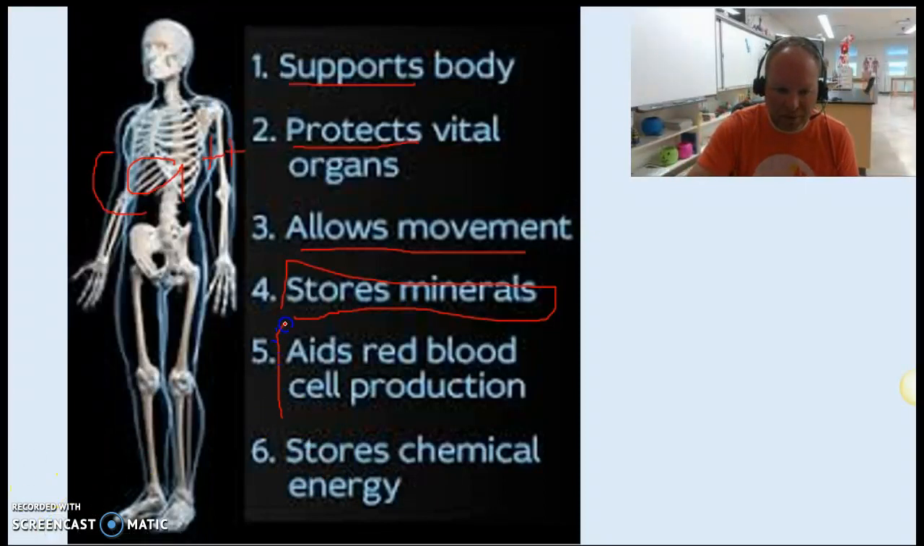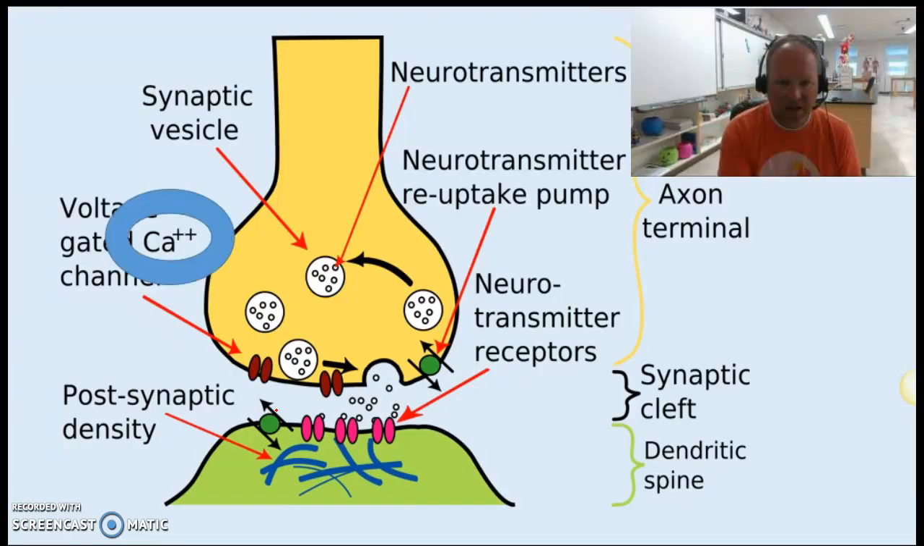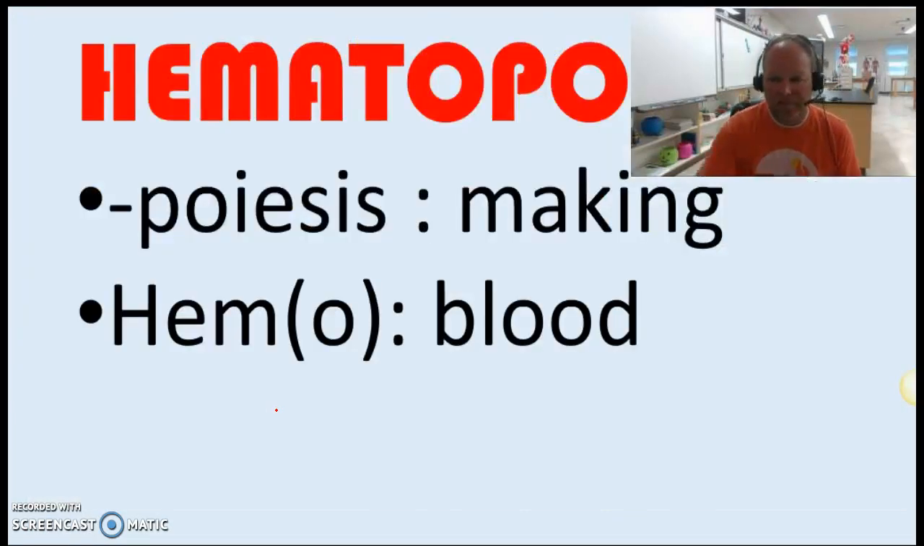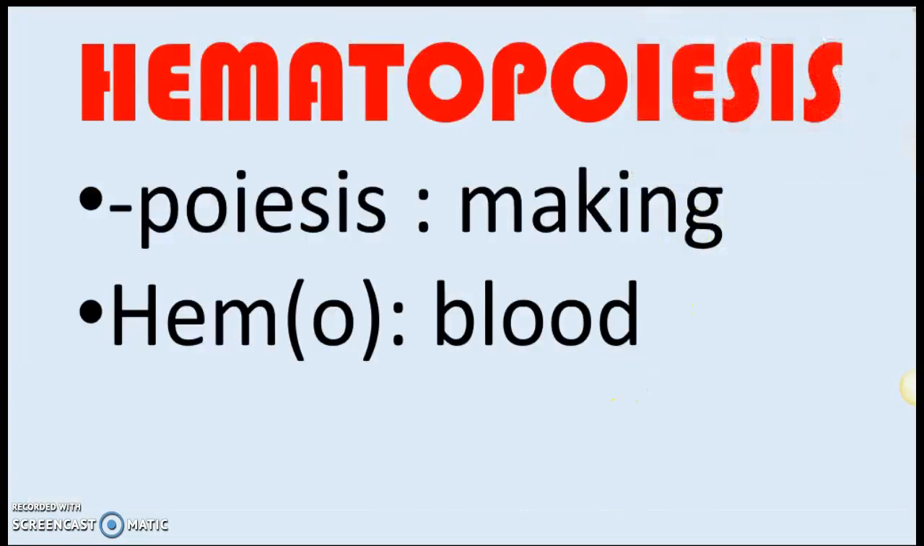Okay, chemical energy is nice. Then here's our next big one we want to talk about: aids in red blood cell production. Now, I like that, but we're going to change it up a little bit, okay? Now you need this big word, okay? The magic word is hematopoiesis. Some teachers pronounce it hematopoiesis. So it's just kind of how you learned it, I guess. I think I learned hematopoiesis, but it could be hematopoiesis. This is one of the most important words of the first two units, okay?